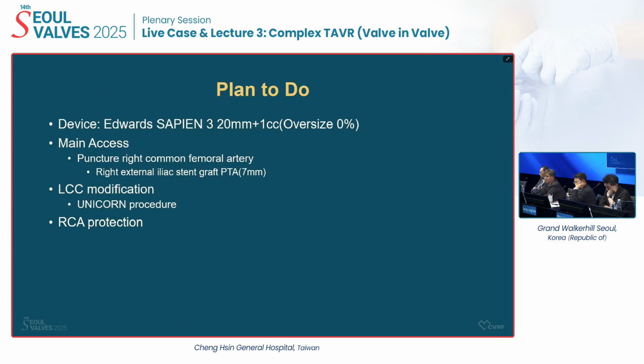And today we attempt to use the Edwards SAPIEN 3 20 millimeter plus 1, with oversizing around 0. The main access is from the right side, and the left coronary is protected with the unicorn modification and RCA protection. We also implant a protection device for this patient.